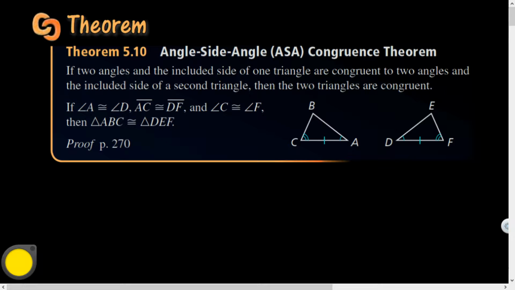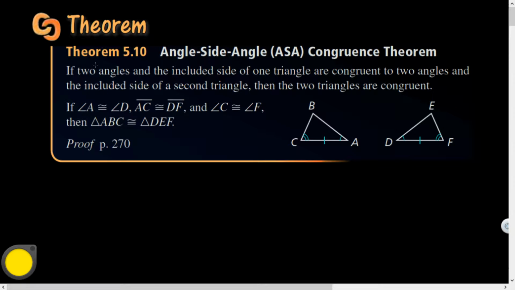You are in for a treat today. You are getting not one, but two congruence theorems in this one video. It's going to be amazing. One of them is presently on the screen. It's called the Angle-Side-Angle congruence theorem, which says the following.